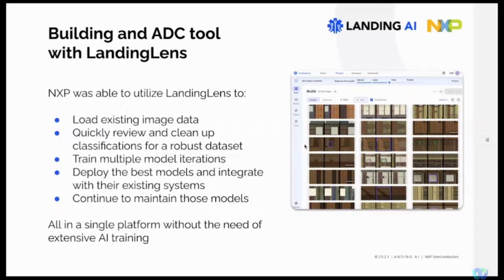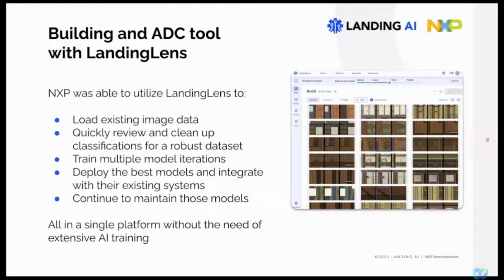And with all that in mind, I wanted to take a second just to talk about how all that applies to the project that we're talking about today, the Automatic Defect Classification. With this project, Onder and his team uploaded their existing image data to Landing Lens. You're seeing the data browser on the right-hand side here. They were able to quickly review and clean up the classification to create a really robust data set.